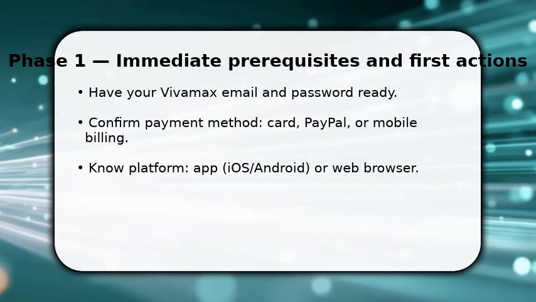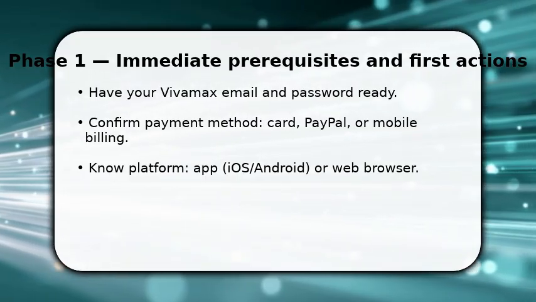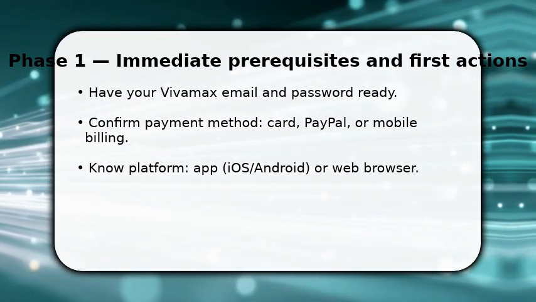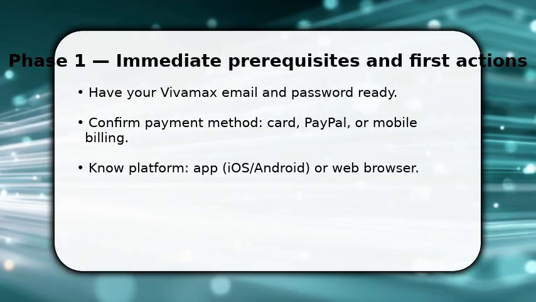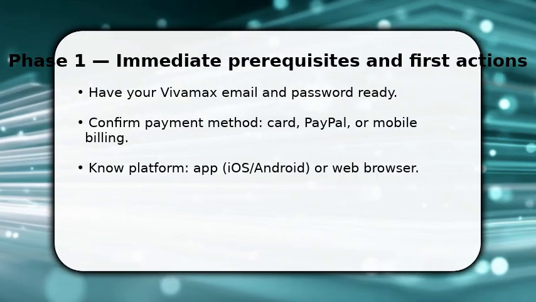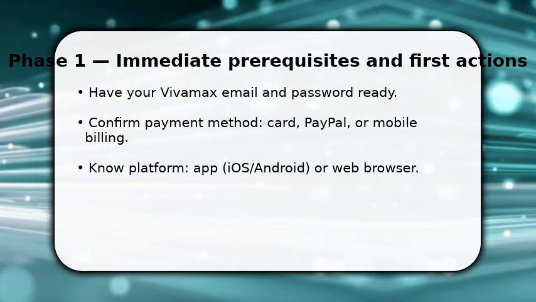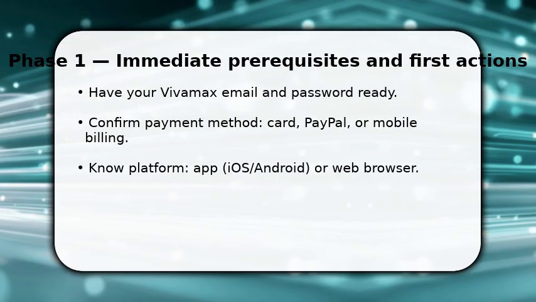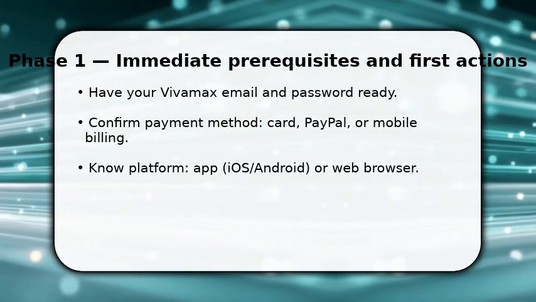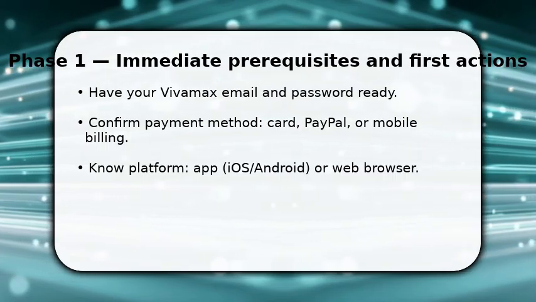You start by getting immediate access to your Vivamax account. Sign in now so you can act. Once logged in, navigate to Account or Profile. This is where subscriptions live. Make sure you know which device and payment method were used, card, PayPal, or carrier billing, because cancellation steps differ. If you used an app store, prepare to open App Store or Play Store next. Do this now. Delaying can leave a renewal charge pending.